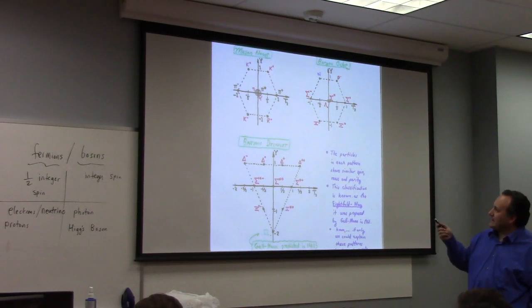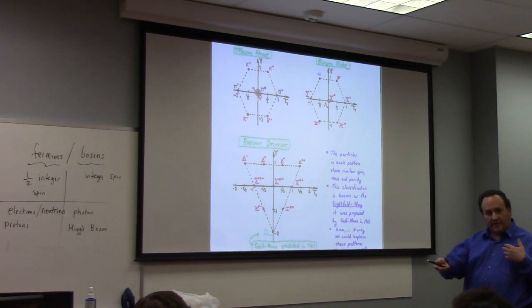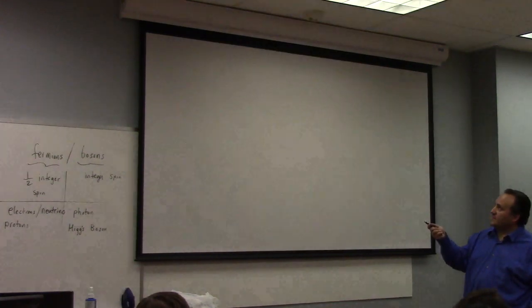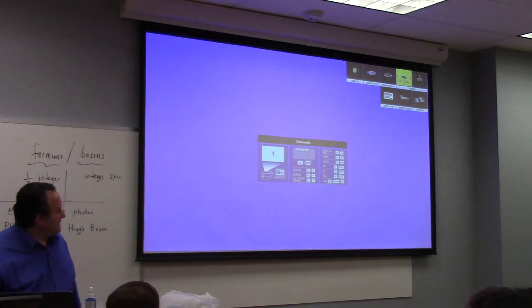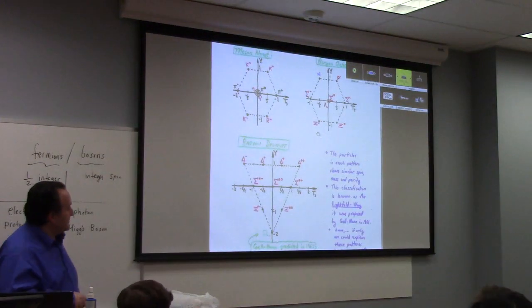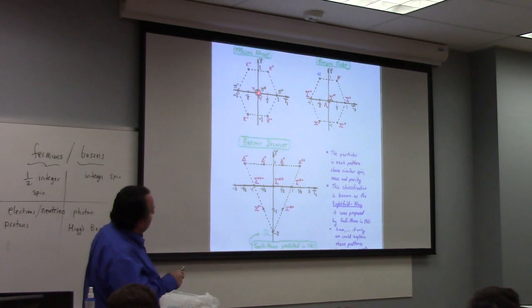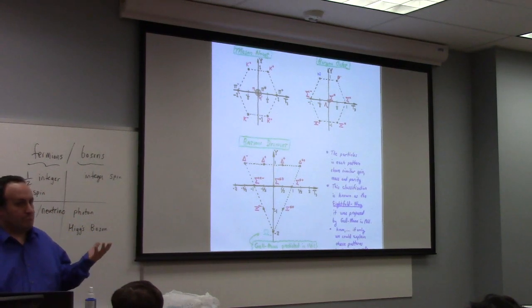Let's see here. So you group all these different particles according to their hypercharge and their isospin, right? And all of a sudden, you start seeing patterns in the hypercharge isospin plane, right? And then the question is, where are these patterns coming from?